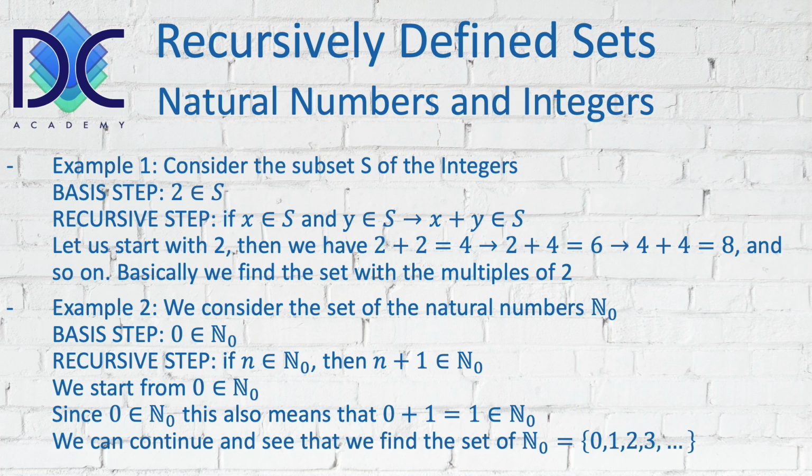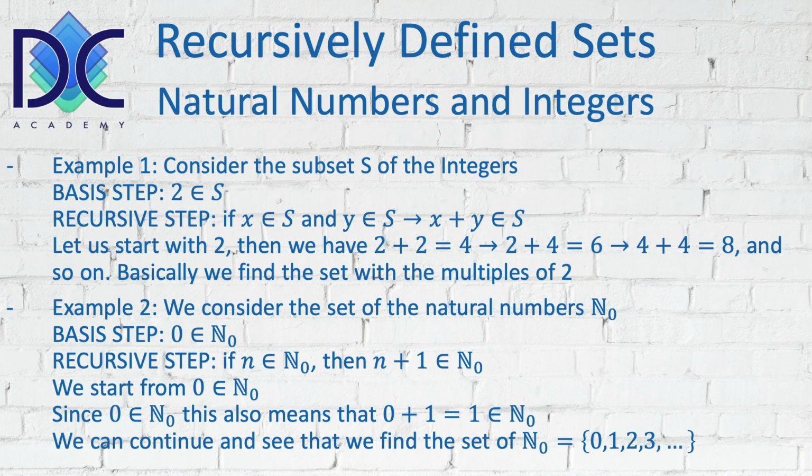So we start from 0. 0 is an element of N0. Now that also means that 0 plus 1, which is equal to 1, is an element of N0, an element of the natural numbers. And when we continue this and we don't stop, what do we see? We basically find the set of the natural numbers by counting. We always add one unit. And that's basically, when we go back to mathematics, how we originally defined the set of the natural numbers.